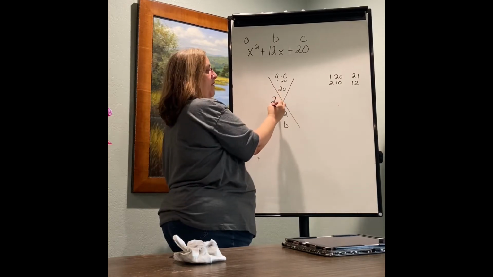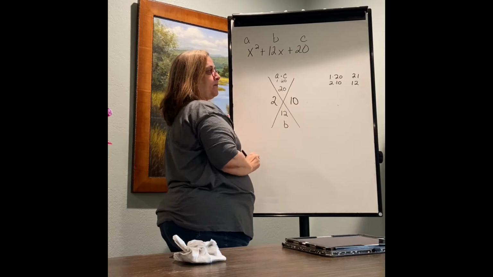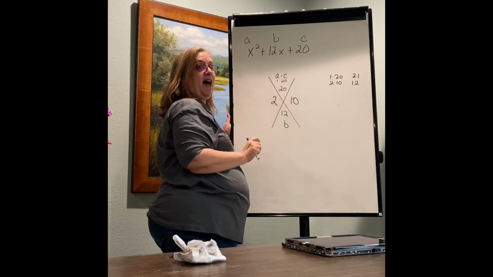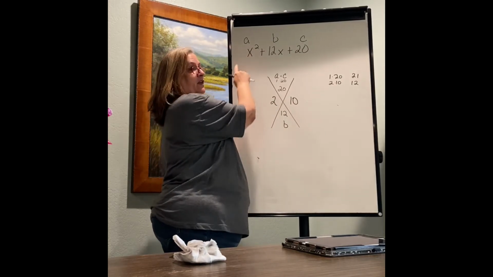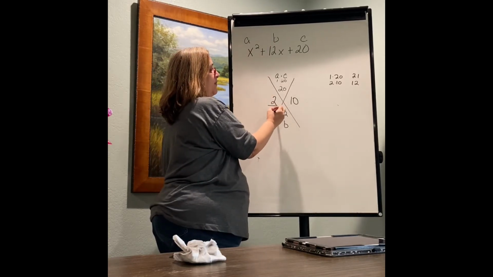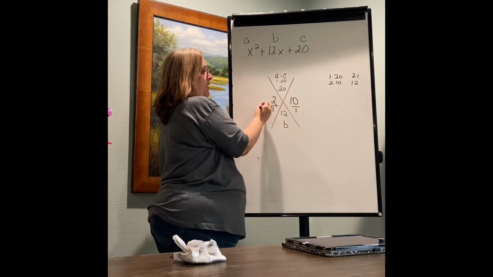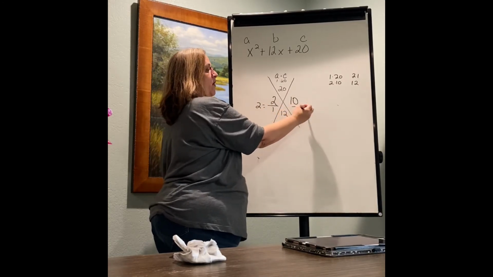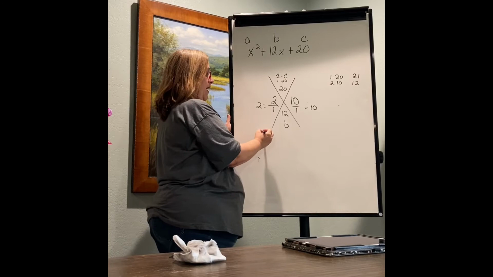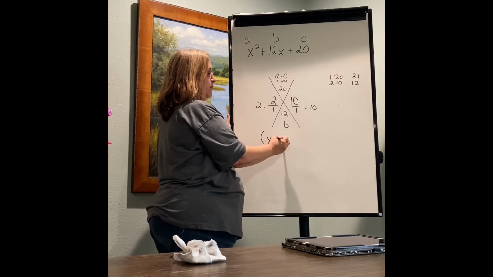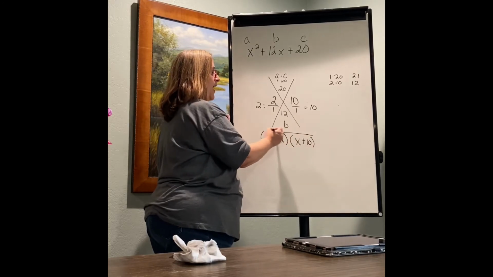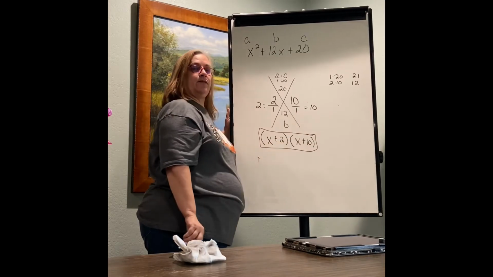I'm going to put one on the left and the other one on the right. The next thing we're going to do is take these two factors and divide them by our leading coefficient. Remember, A is our leading coefficient. So since A is 1, I'm going to divide both of these by 1. 2 divided by 1 is 2. 10 divided by 1 is 10. Then I rewrite those as my two binomials. So I have x plus 2 times x plus 10, and that is my factored answer.